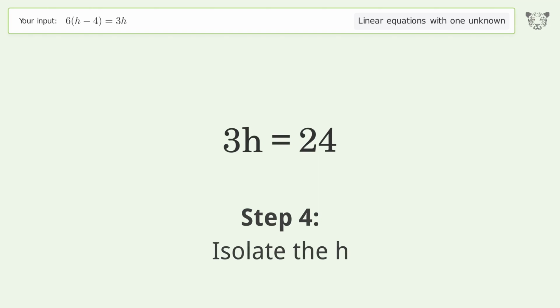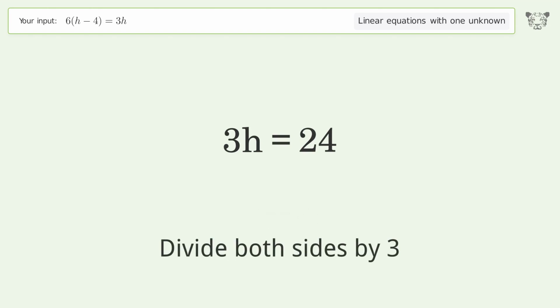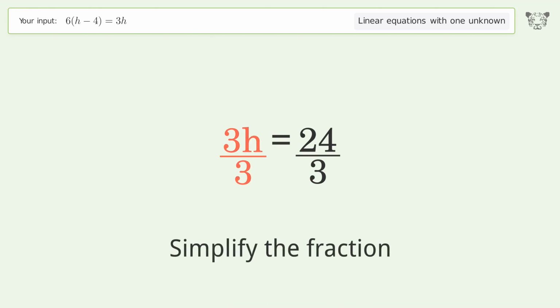Isolate the h. Divide both sides by 3. Simplify the fraction.